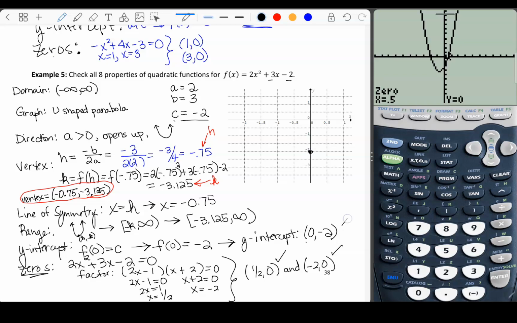Now we're going to graph it. I'm going to start with the y-intercept, (0, negative 2). And then I'm going to graph my x-intercepts, 0.5 and negative 2. And it's kind of a whopper job, so I'm going to take a moment here and get that line of symmetry with the vertex. There we go. That's a little bit better. So once again, just using the information from these characteristics, I can graph this quadratic without having to use my calculator to graph it if I wanted to just do it by hand.